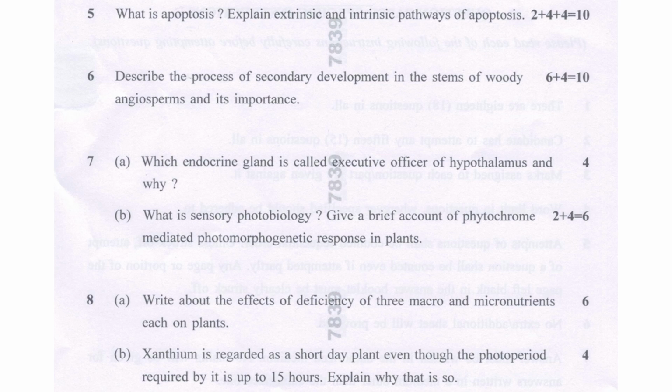Next question is question number 8. It also has two parts. Part A: write about the effects of deficiency of 3 macronutrients and 3 micronutrients each on plants. And part B: Xanthium is regarded as a short day plant even though the photoperiod required by it is up to 15 hours. Explain why that is so.